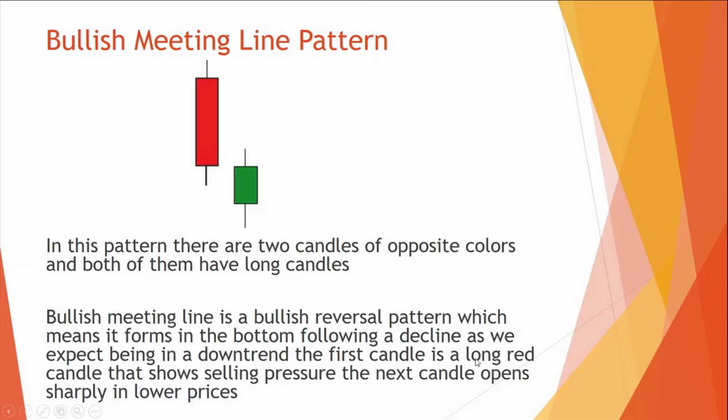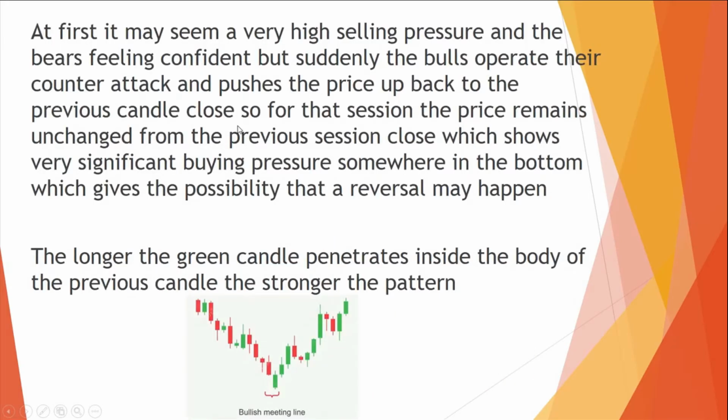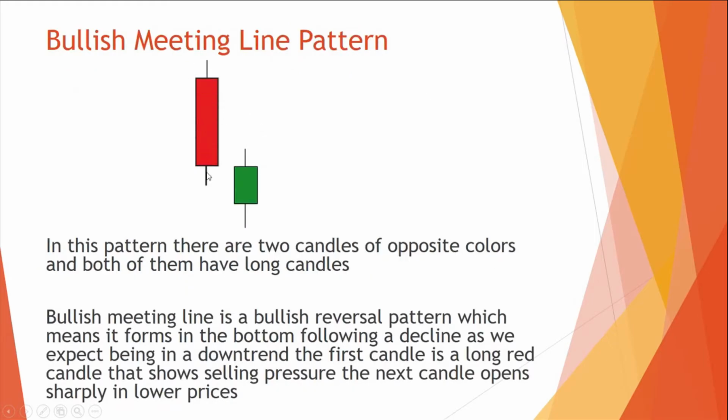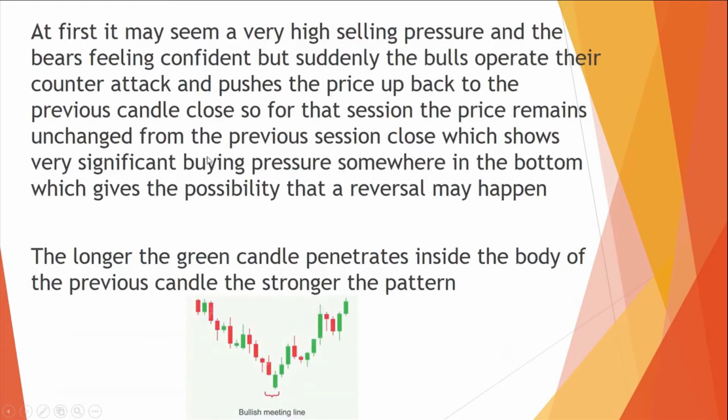The first candle is a long red candle, which is this one, that shows selling pressure, and the next candle opens sharply at lower prices. At first it may seem like very high selling pressure because of the long red candle and the bears feeling confident, but suddenly the bulls launch their counterattack and push the price back up to the previous candle's level.